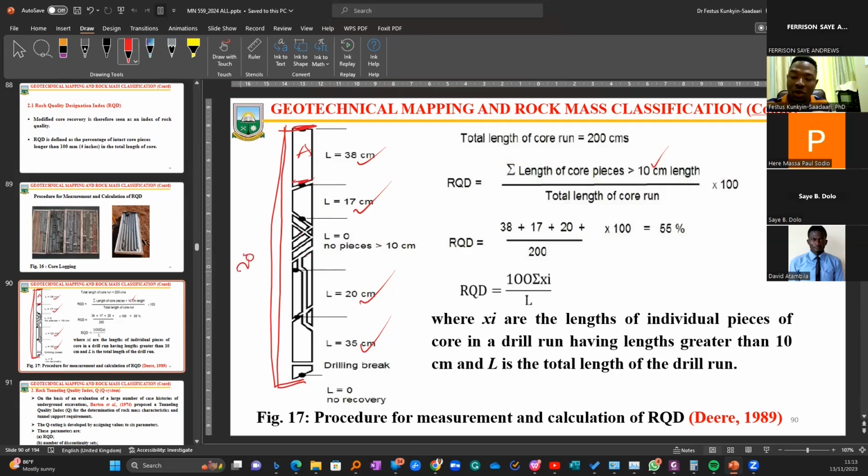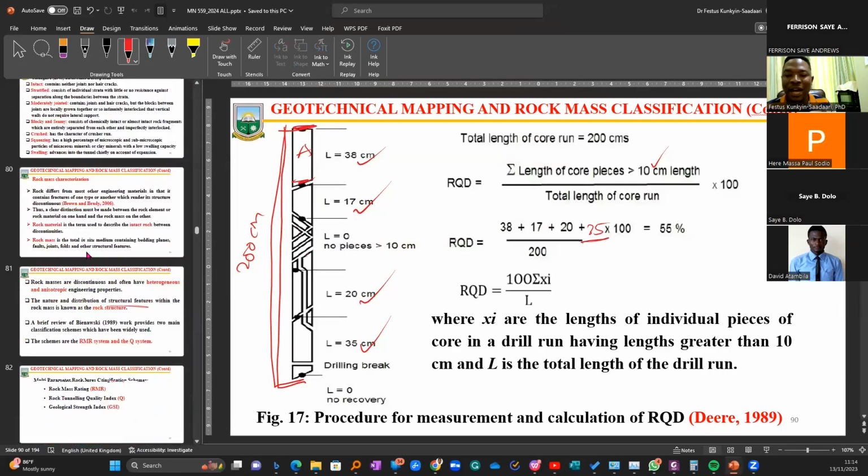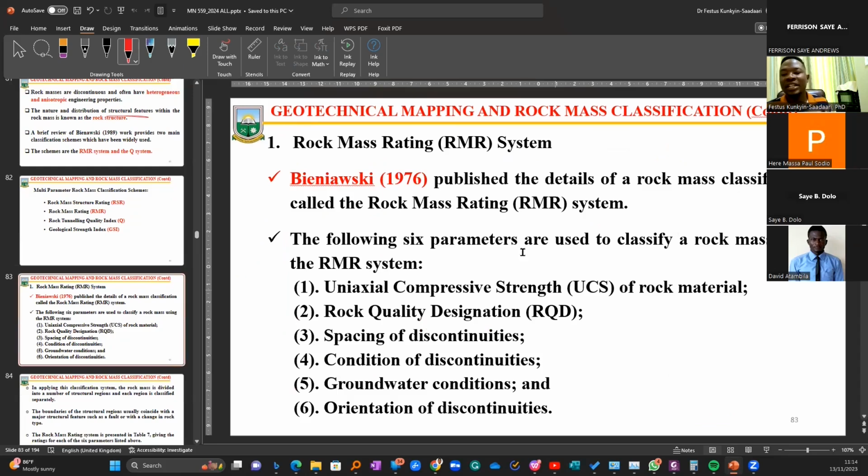And the entire length of the core was 200 centimeters. So I have 38 plus 17 plus 20 plus 35, and that will give me the entire length of the rock. So let's check that and see. There was an omission in this calculation. That's why I'm not using that one. The 35 didn't come, but the answer is correct. Good. So this RQD value we have obtained is what is needed as part of Bieniawski's system.